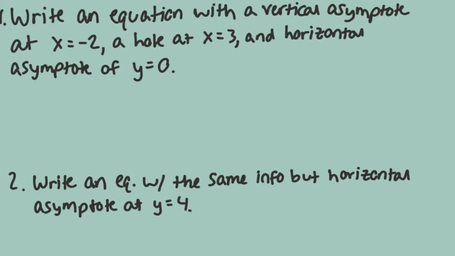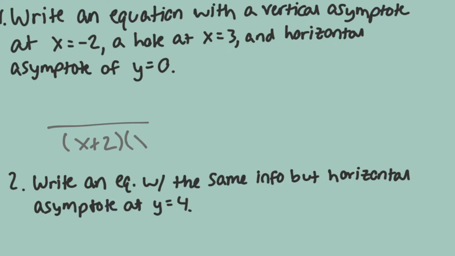The first one, we want to write an equation with a vertical asymptote at x equals -2, a hole at 3, and a horizontal asymptote at 0. So a vertical asymptote at x equals -2, the factor that gives us that value is going to be x plus 2, and vertical asymptotes are in the denominator. A hole at x equals 3, so the factor that goes with x equals 3 is x minus 3.